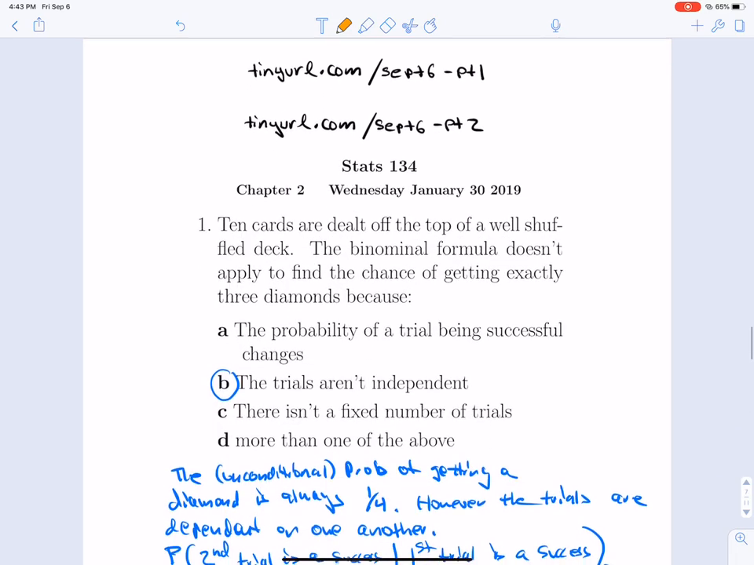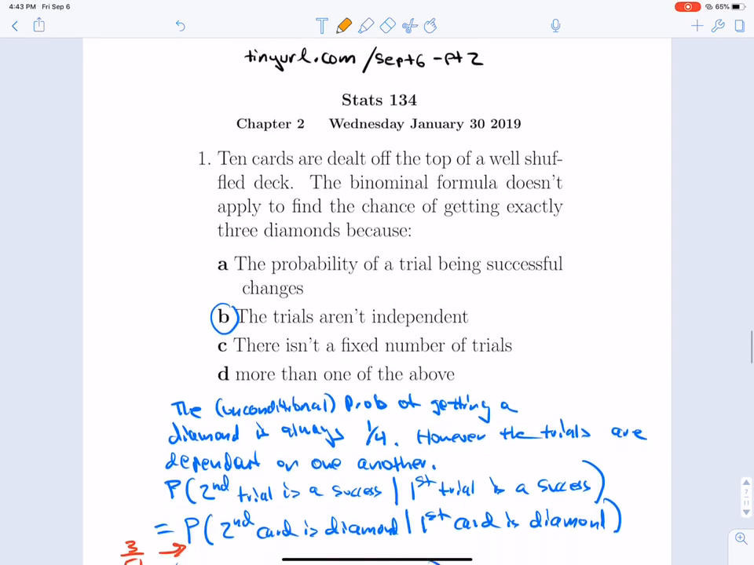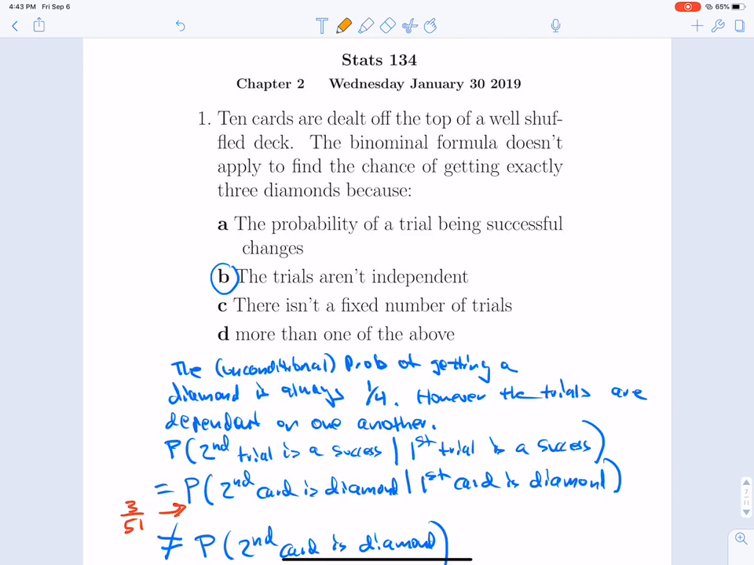So we then did some tricky concept test here. 10 cards are dealt off the top of a well-shuffled deck. The binomial formula doesn't apply to find the chance of getting exactly 3 diamonds because the trials aren't independent.